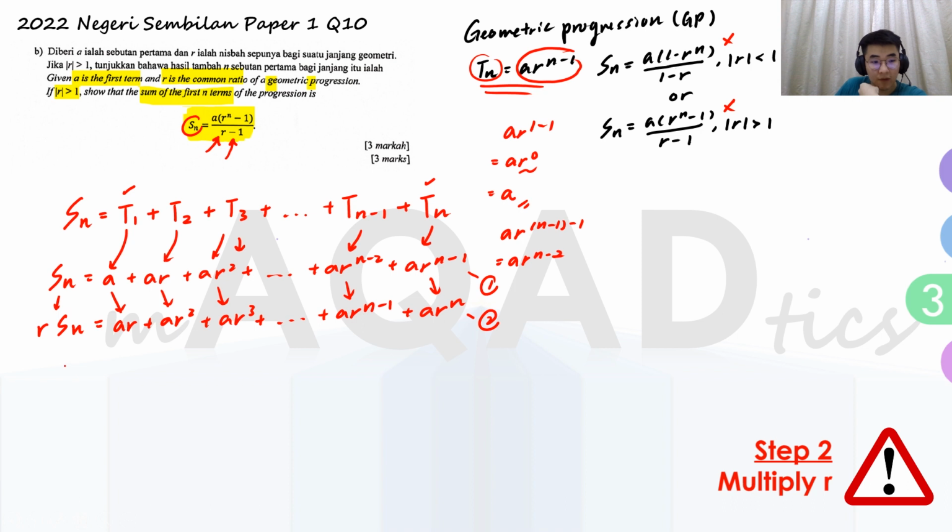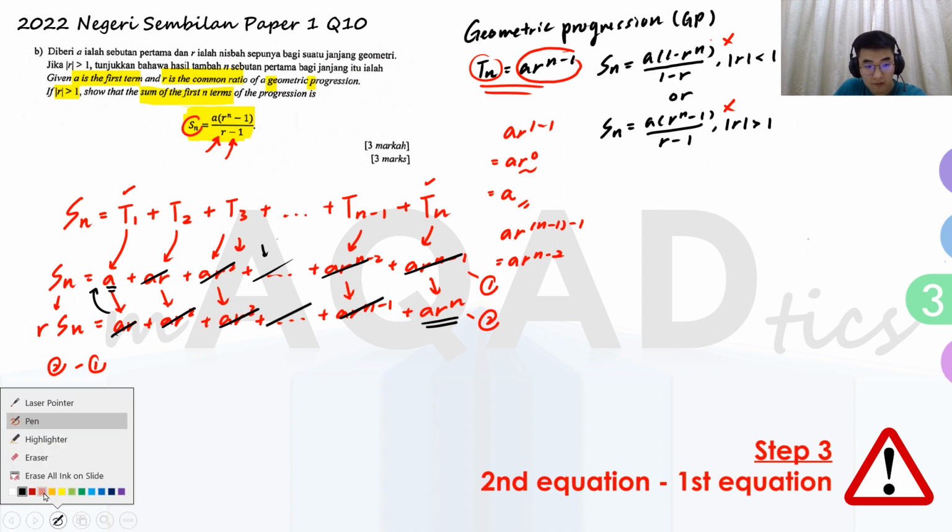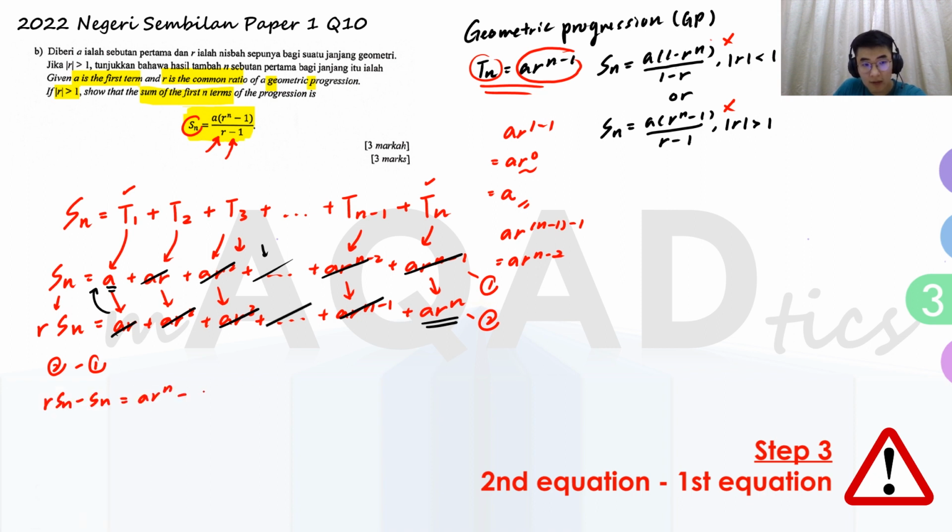Now we can subtract the first equation from the second equation. From the left side, it will be rSn minus Sn. And for the right side, there is a lot of repetitive stuff. For example, here ar, we need to minus the equation above, so here ar we need to cross it off. ar squared as well, ar cubed as well, they will be in the middle, so they will be crossed off until there are only two values left, which are ar^n and a. So here we just need to write ar^n minus a.